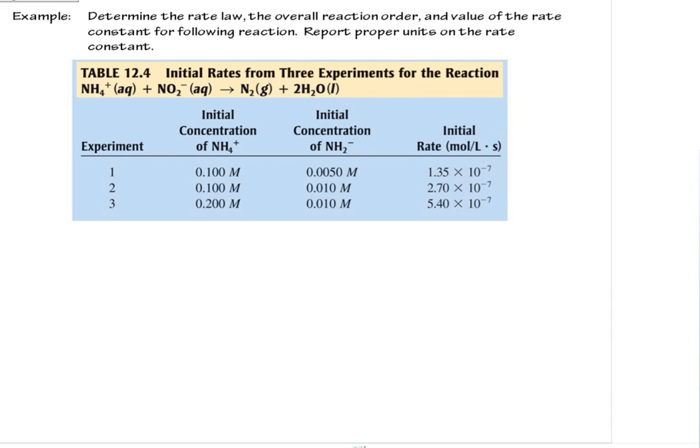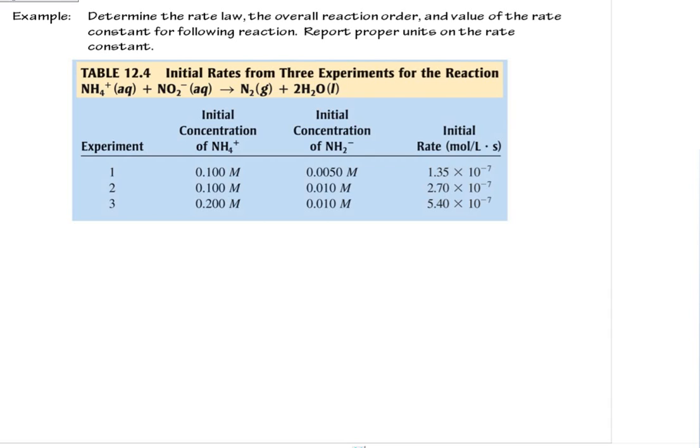This is a pretty typical set of information that they might ask you for in a kinetics experiment. We want to determine the rate law, the overall reaction order, the value of the constant, and the units on the constant. So we've got some data: the initial concentrations of each reactant, and their corresponding reaction rates. The rate here is listed as moles per liter second.